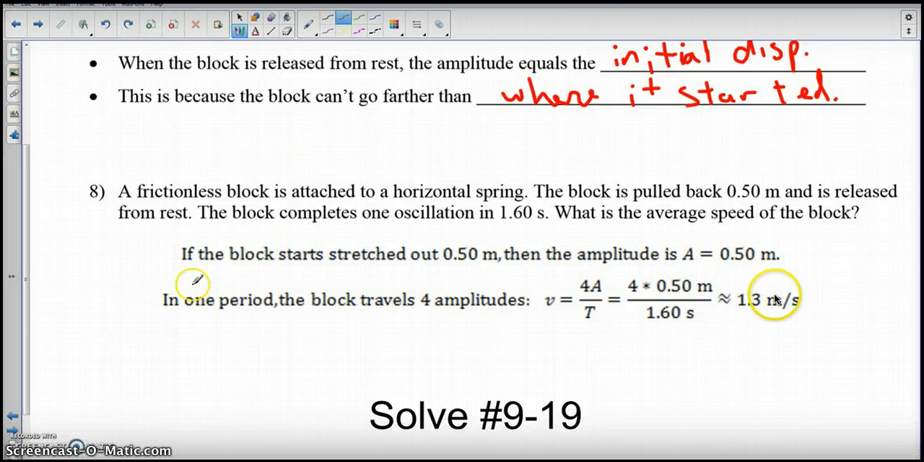Now you'll use this equation in some of the problems, but we could make it complicated by having you calculate T. Maybe we give you mass and the spring constant, and you have to find T from the equation. Or maybe we give you the frequency, and you have to find T that way. So you're going to have to go back to your equations, and there's a key posted. Work out numbers 9 through 19.